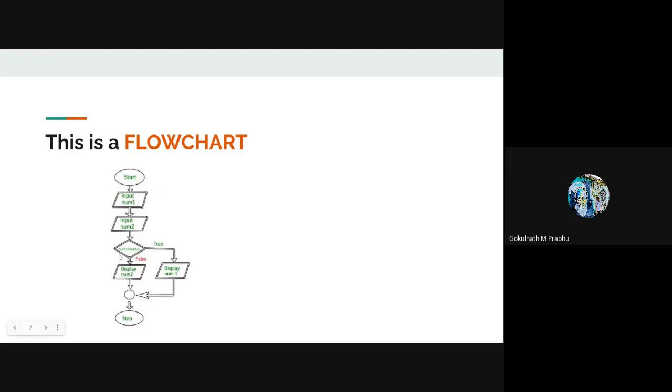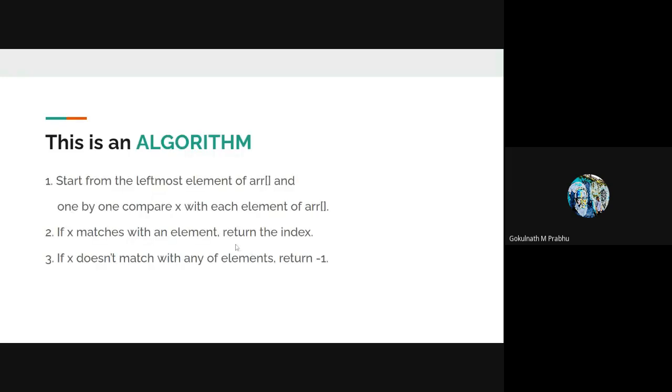Here, if the first number is greater than the second number, and that condition is true, then we display the first number. Otherwise, we display the second number, and then we stop. This is a really easy thing to understand. Even a person who doesn't have a background in computer science or programming can easily understand this. Whereas for the algorithm, you need to understand what all of these mean. What's the leftmost element of ARR? What is an ARR? What is meant by one comparison? Things like that are harder to understand.